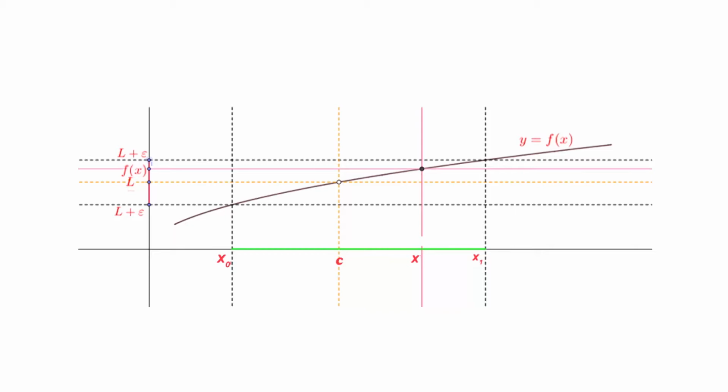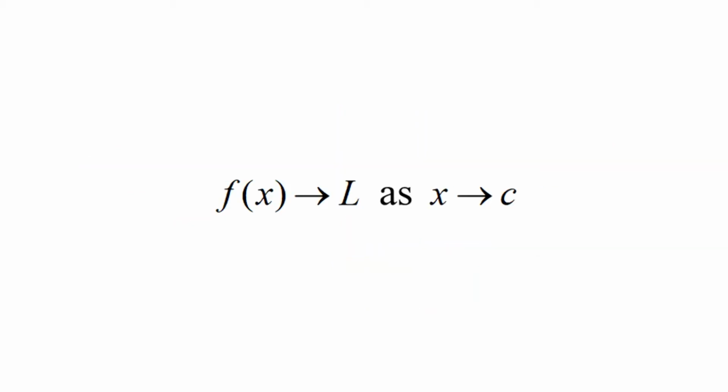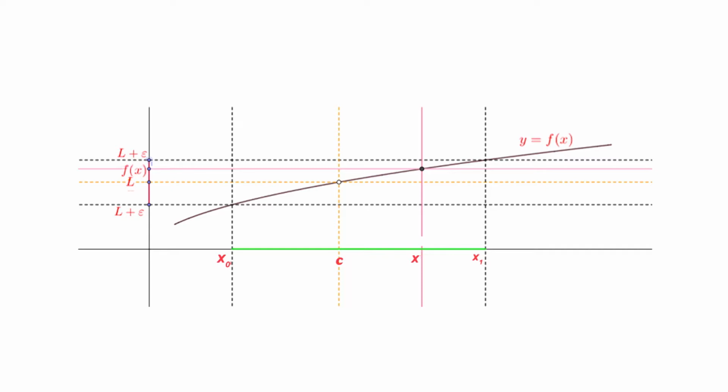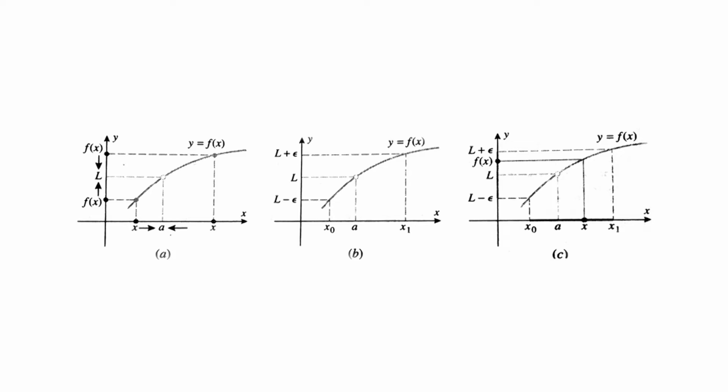For this, consider the function f graphed in the figure for which f of x approaches L as x approaches C. We have intentionally placed a hole in the graph at x equal to C to emphasize that f need not be defined at x equal to C to have a limit there. Next, let us choose any positive number epsilon and ask how close x must be to C in order for the values of f of x to be within epsilon units of L.